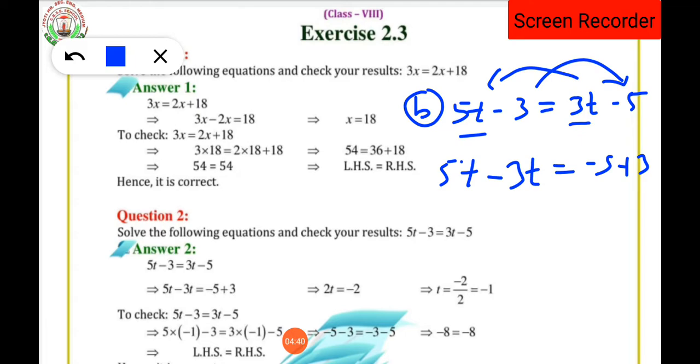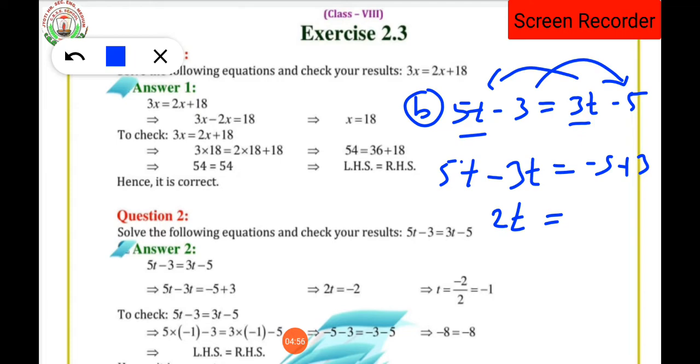Now solve it. 5t minus 3t will become 2t. It will become plus 2t. Why will it become plus 2t? Because 5 is greater than 3, and the sign of the greater number comes in the answer. That's why.